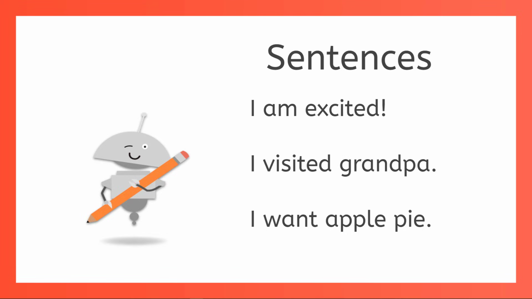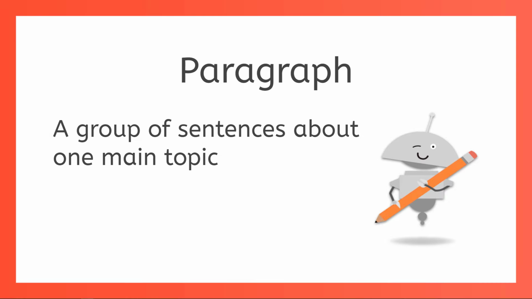I know you know how to write sentences. Maybe you've been writing sentences to explain how you feel, or what you did, or what you would like to do. Now, you can do so much more with sentences to make your writing interesting. When you want to say more about a topic, you can put together some sentences to create a paragraph. A paragraph is a group of sentences about one main topic.